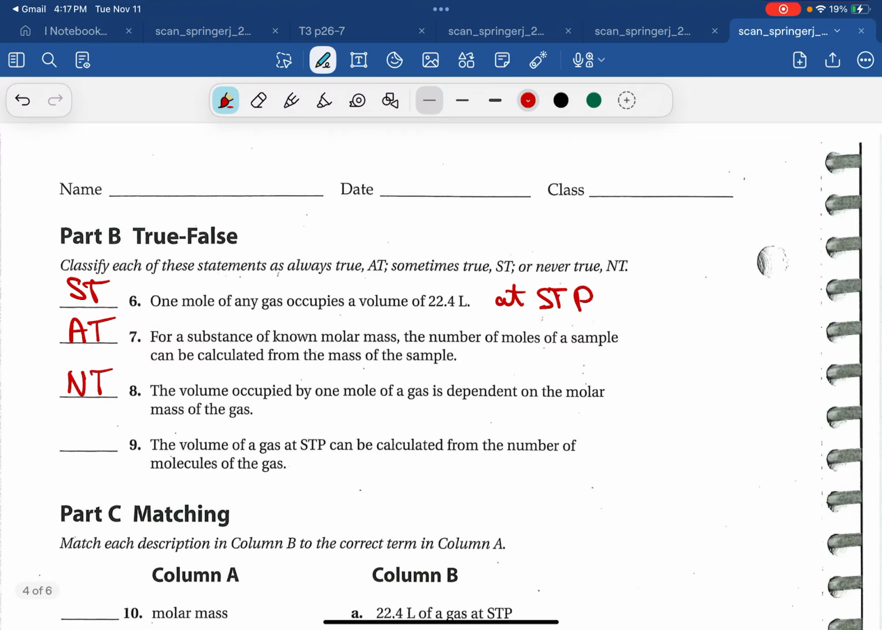Something on my screen, sorry. And number 9, the volume of a gas at STP can be calculated from the number of molecules of the gas. Well, that'd be the hard way, but that is always true.